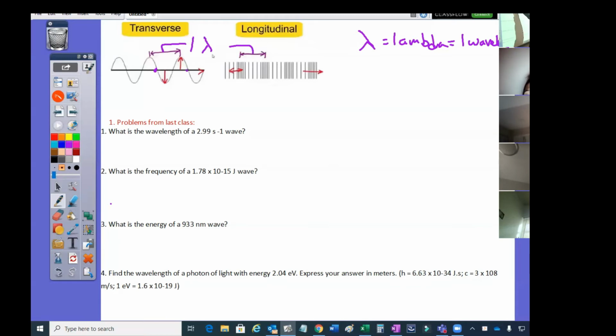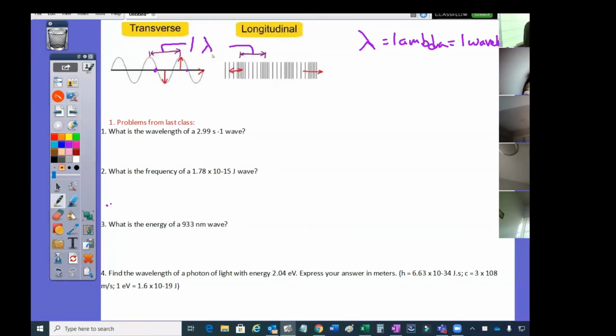There it is, right there. So the distance between that downhill intersection with the midpoint and that downhill portion intersecting with the midpoint, that distance between there, that's the distance between two identical points on two adjacent waves. It's the wavelength.